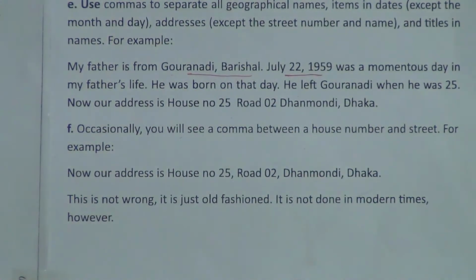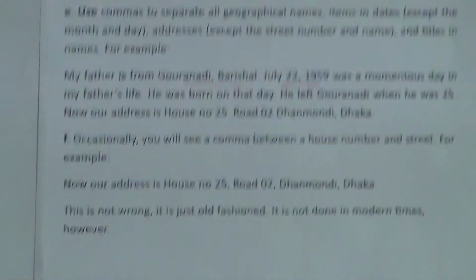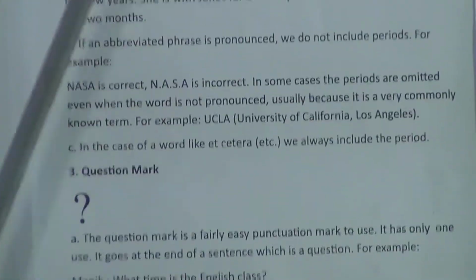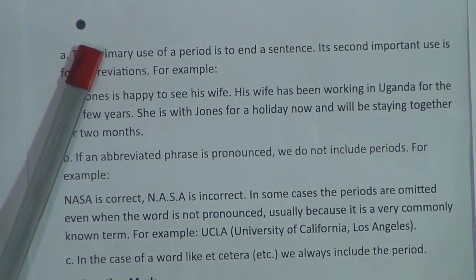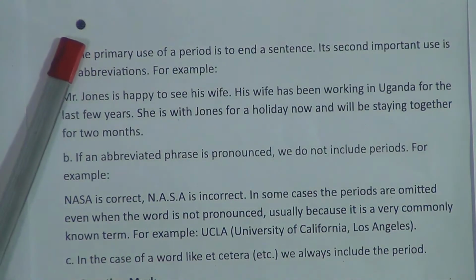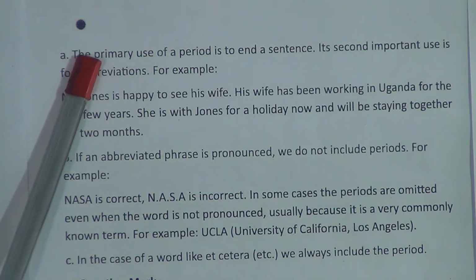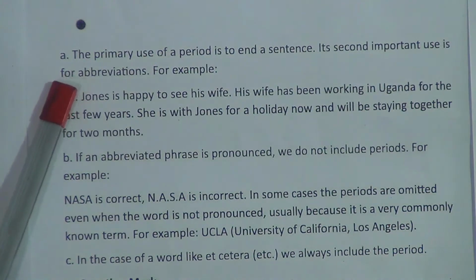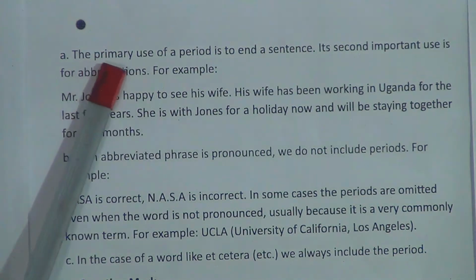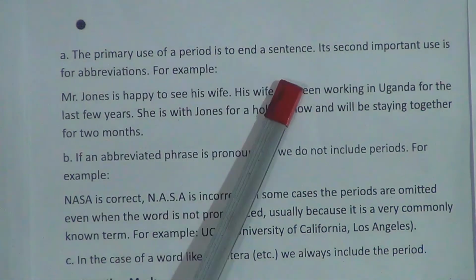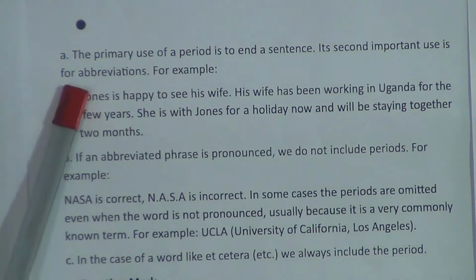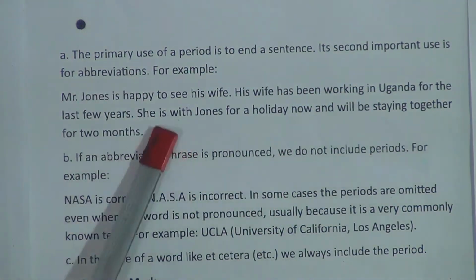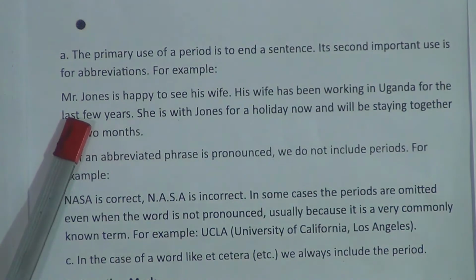Now we will go to period or full stop, and you all know that we use a period or full stop to complete a sentence, and when we use an abbreviation we use a full stop or period. The primary use of a period is to end a sentence, and its second important use is for abbreviation. Now look, there's the example.